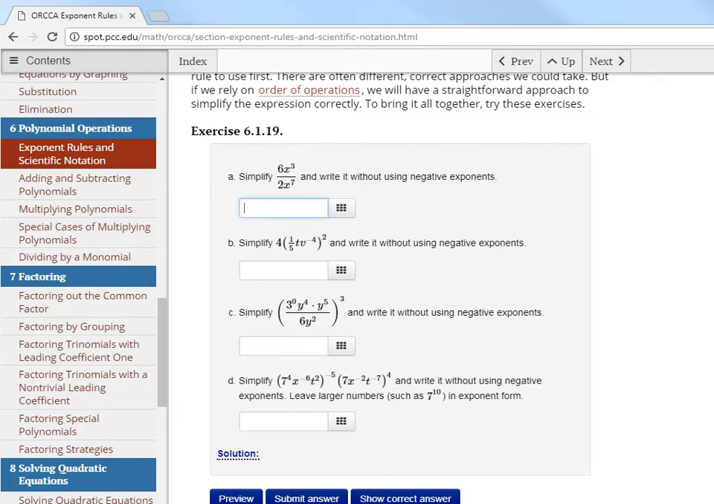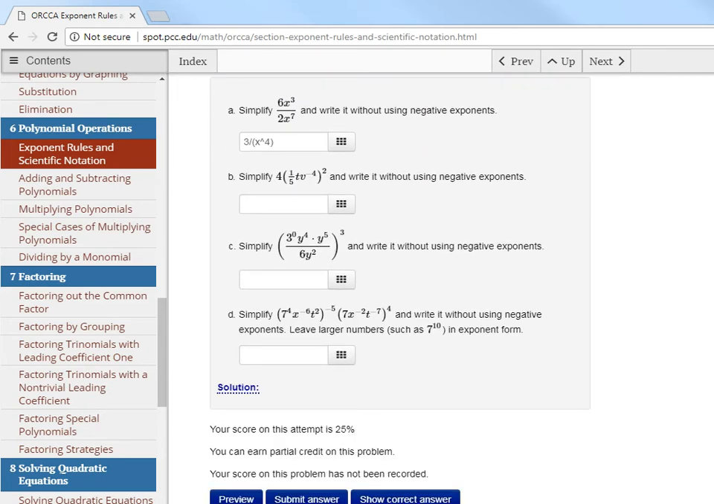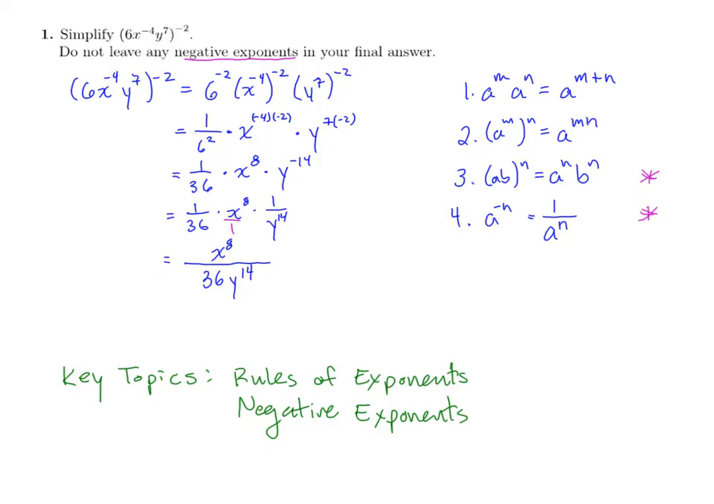So looking at exercise 6.1.19, which is one that you can try yourself, simplifying this, I can see that it should be 3 over x to the 4th, and so if I enter that in, 3 over x raised to the 4th, and I submit it, it's going to tell me if it's right or wrong. So I can try those on my own. If I want to just see the full solutions, I can click on the solution here. And so I'll go back to my original page here and summarize these. We were looking at, in that ORCCA text, section 2.7, section 6.1, and specifically that exercise 6.1.19 was a great one to practice.